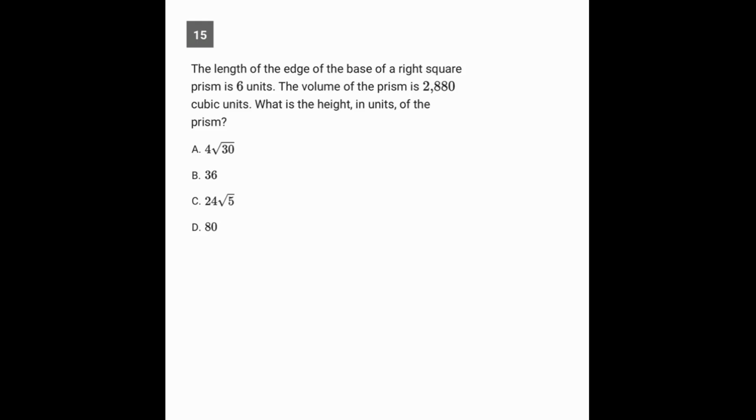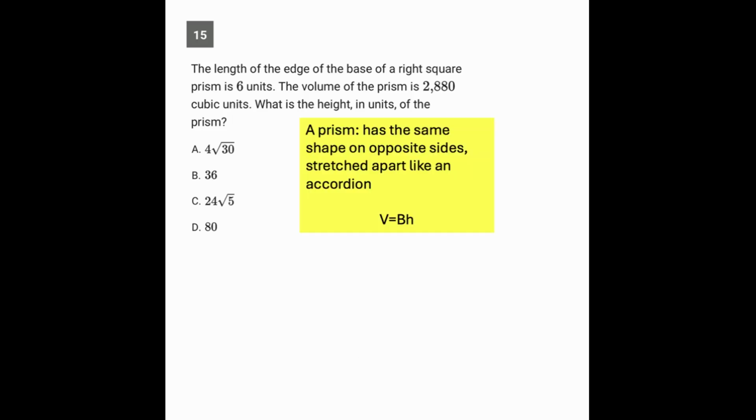This question is about a right square prism. So let's talk for a second about what is a prism and how do you find its volume. A prism has the same shape on opposite sides stretched apart like an accordion.